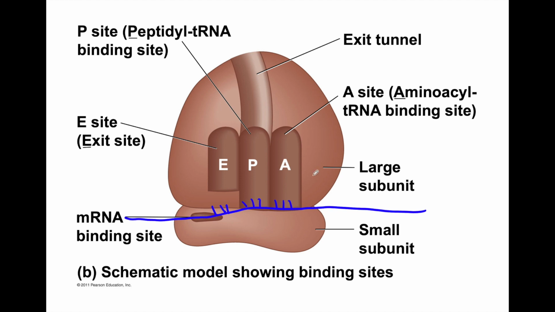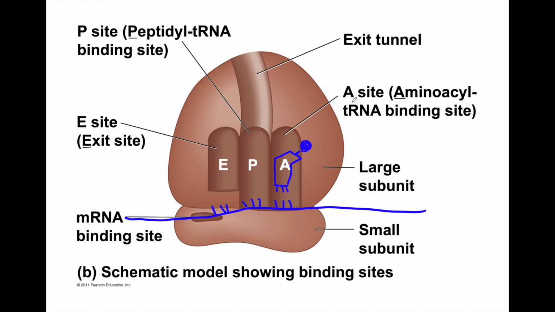And then in the mRNA, there's 3 different places where tRNA molecules can enter into the ribosome. Those are called the E, P, and A sites. For example, at the A site, a tRNA molecule, which has an anticodon that matches up with the codon on the mRNA, is going to enter into the ribosome, and it's going to bring its amino acid.